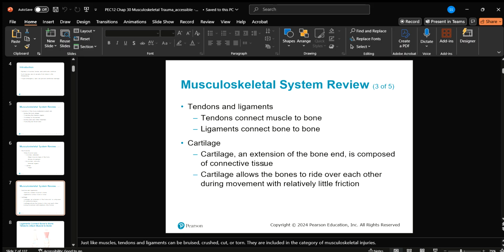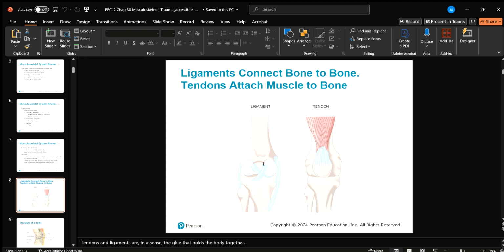So bone to bone is ligament, and I think, okay, B and L, that's on one half of the alphabet, and tendon and muscle, muscle to bone, that's on the other half of the alphabet. That's how I remember it. Again, it's probably not the best way. I should probably just know it, but sometimes I need help.